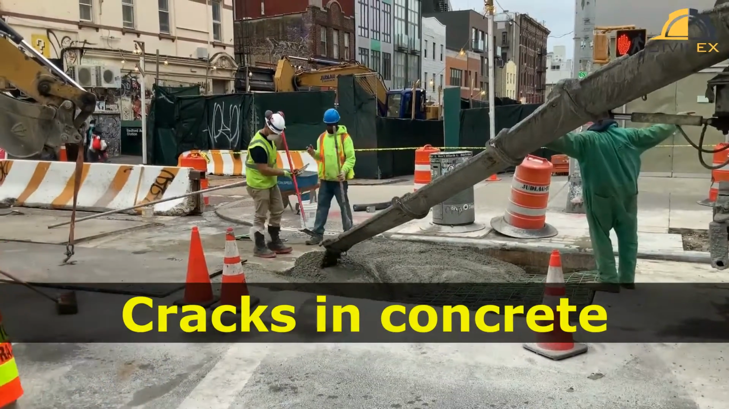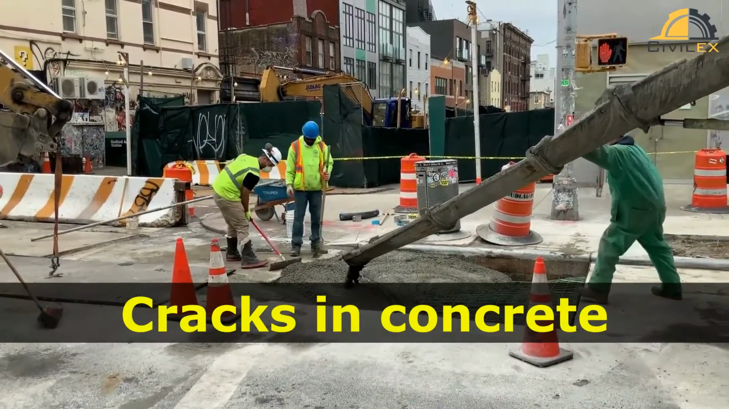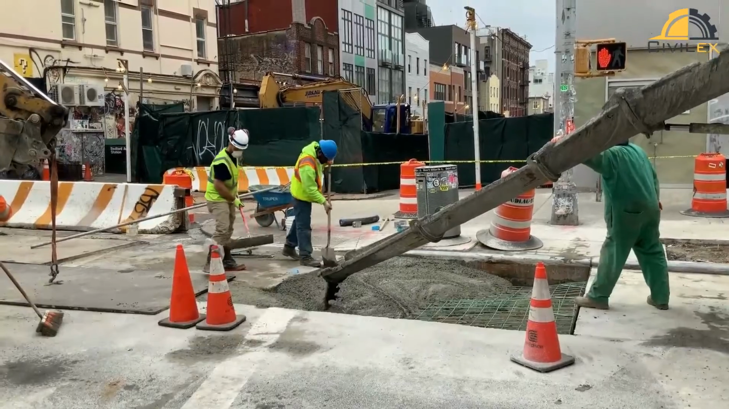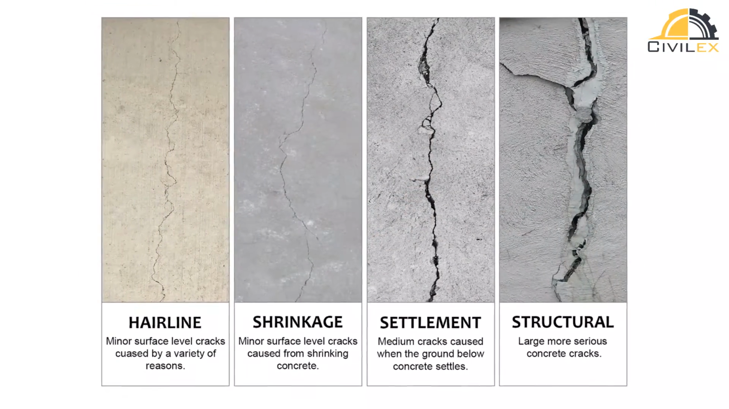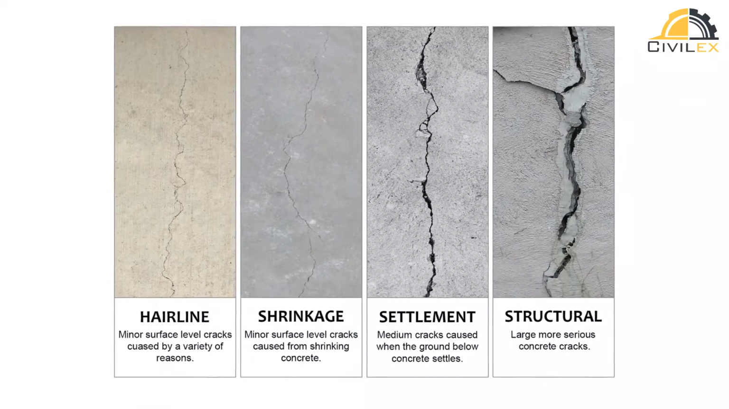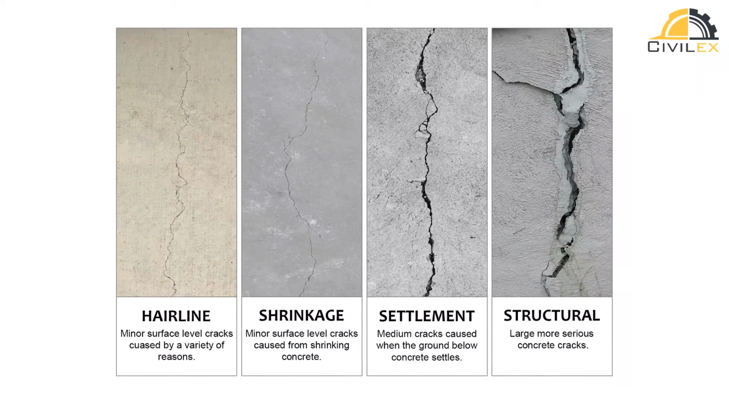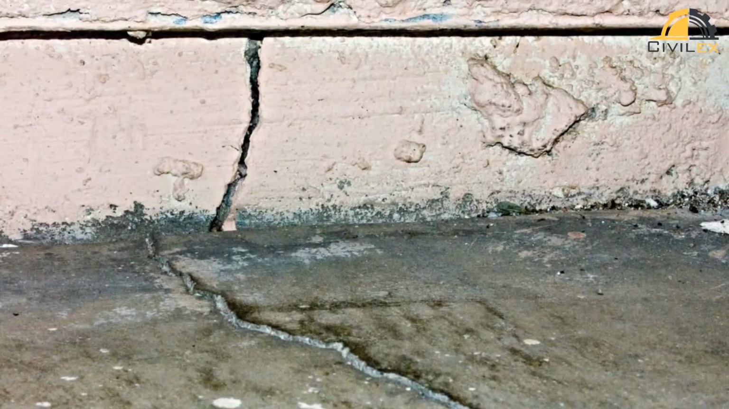Cracks in concrete are breaks or separations in the surface or subsurface of concrete. They can occur for various reasons such as the natural settling of the concrete, temperature changes, moisture changes, shrinkage during curing, overload or impact, or a combination of these factors. Let's delve a bit deeper into the different types of cracks in concrete and their causes.